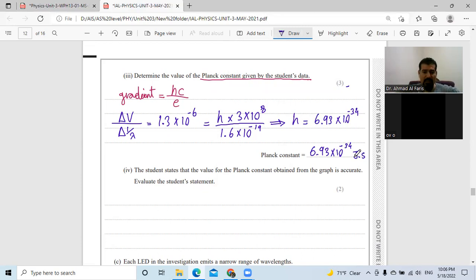Now, it doesn't matter. You don't know the mark scheme. Neither do I know the mark scheme during the exam. So this is my answer. I keep it. Okay, I can see that the value is too far from the real value, which is 6.63 times 10 to the power of -34. But okay, maybe your drawing has a greater gradient, steeper than the accepted value.